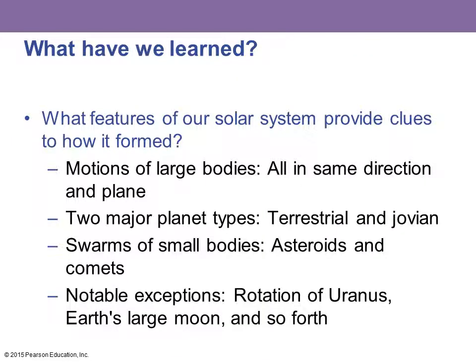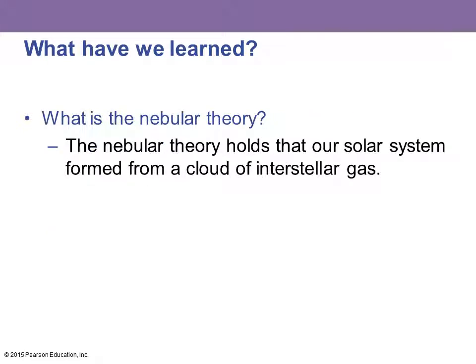So what have we learned? Well, motions of large bodies like our solar system, they're all in the same direction, basically in the same plane. There's two major planet types. There are swarms of smaller bodies called asteroids and comets. There are, of course, exceptions like Uranus, the Moon, and others. And finally, the nebular theory holds that our solar system formed from a cloud of interstellar gas. As you can see on page 155, that's a good summary at the top there.